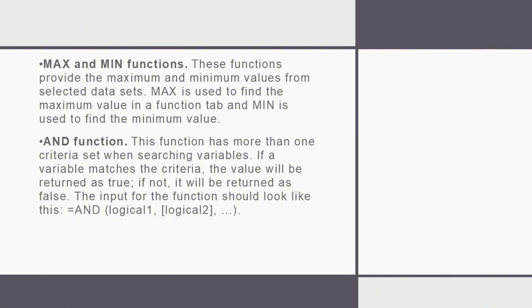Max and min functions. These functions provide the maximum and minimum values from selected datasets. Max is used to find the maximum value in a function tab, and min is used to find the minimum value. AND function. This function has more than one criteria set when searching variables. If a variable matches the criteria, the value will be returned as true. If not, it will be returned as false. The input for the function should look like this: AND(logical 1, logical 2).